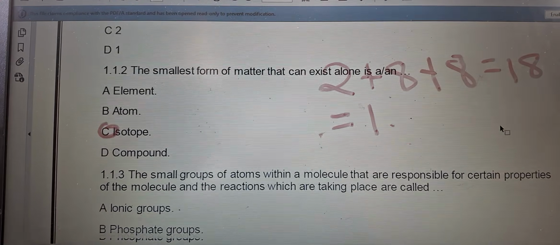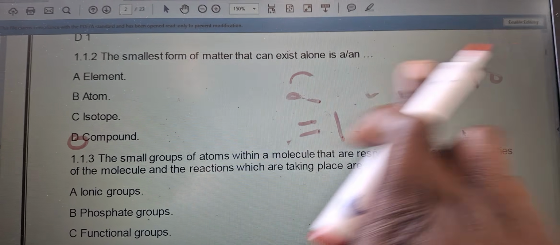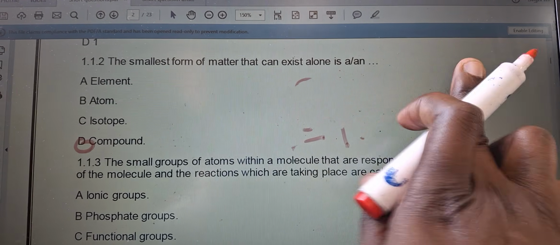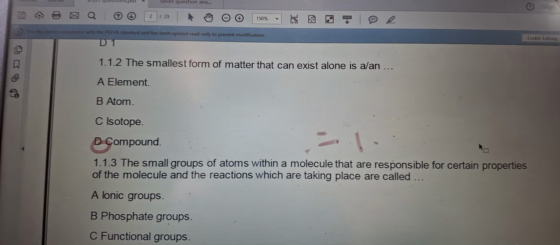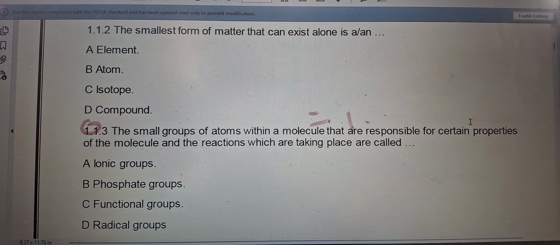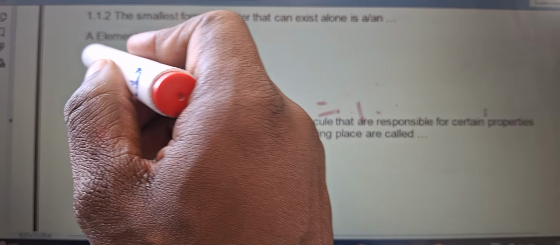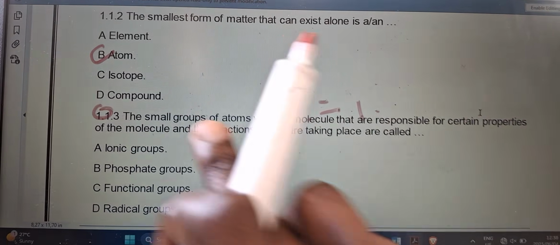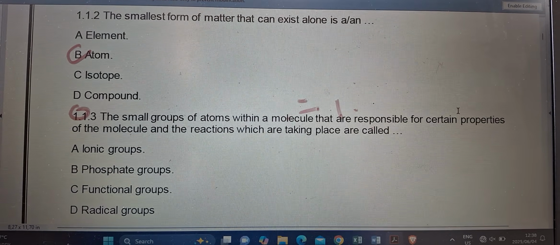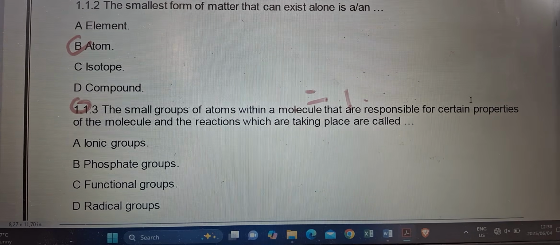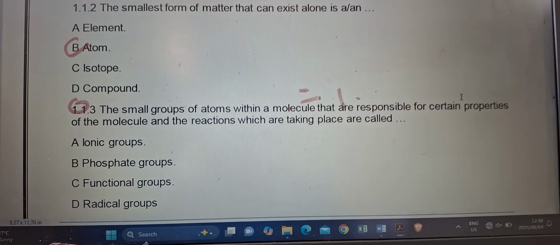Number 2, the smallest form of a matter that can exist alone. So this one is a description of an atom. And this atom is also described as the structural unit of a matter, or the smallest unit of a matter. We know that.